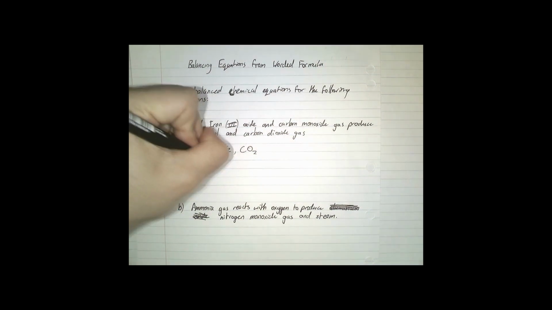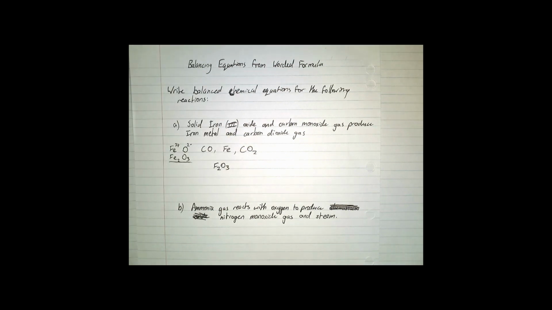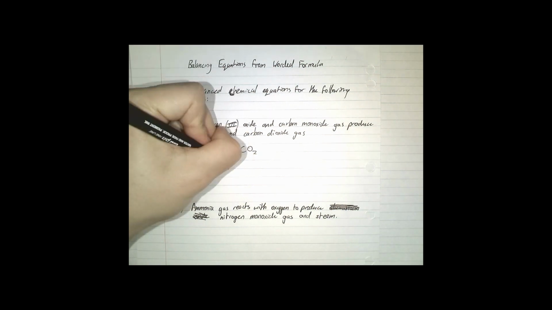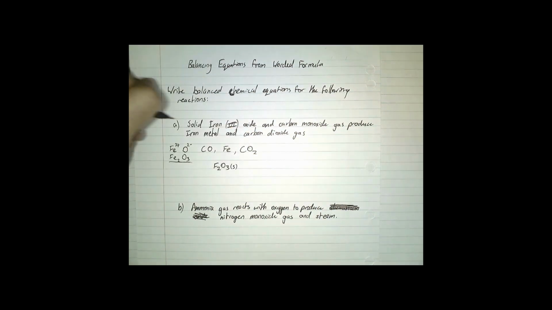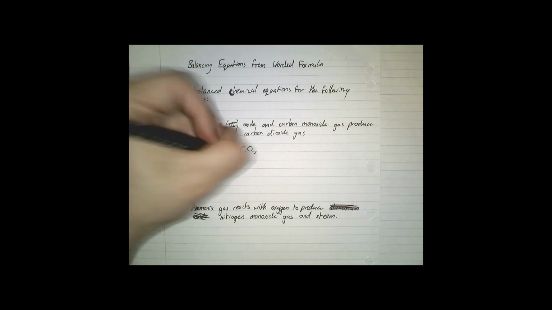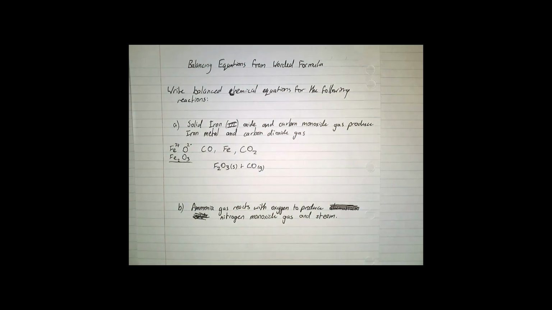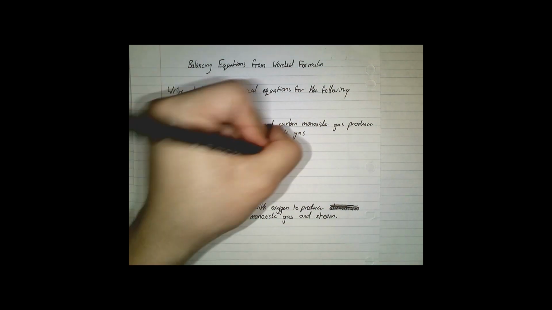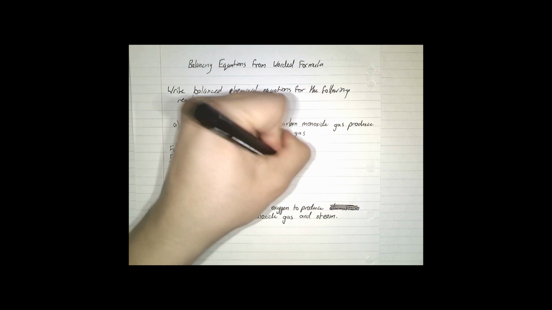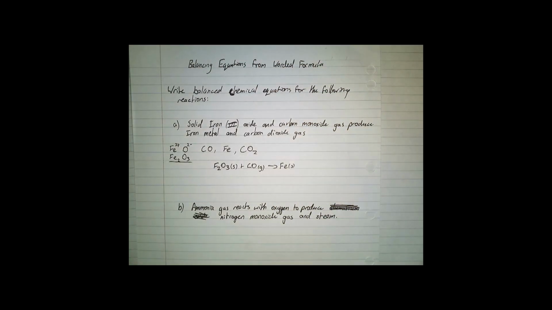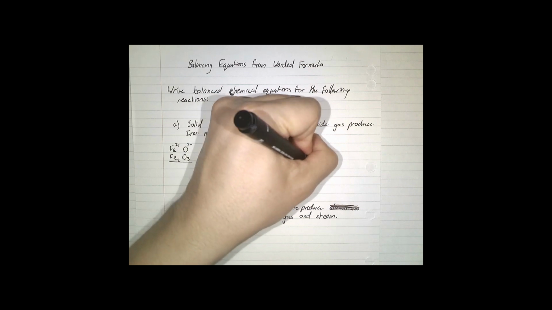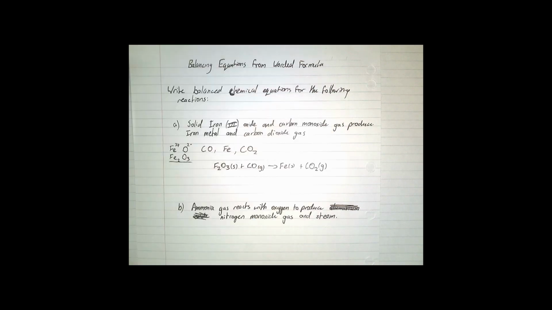So I'm going to be writing Fe2O3, so iron oxide, and that's reacting with carbon monoxide. Before I do that, though, I should put the states in. So solid iron oxide. It's reacting with carbon monoxide gas, it says. So CO gas. And that's producing, so arrow to show our products, iron metal. Metals are solids in almost every circumstance. So Fe solid, and carbon dioxide gas is being produced as well. So CO2, and then in brackets, gas.